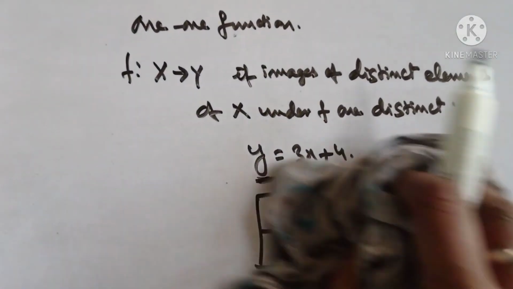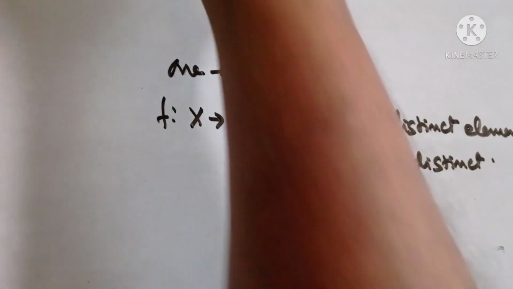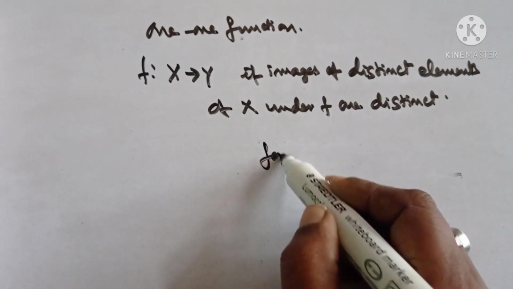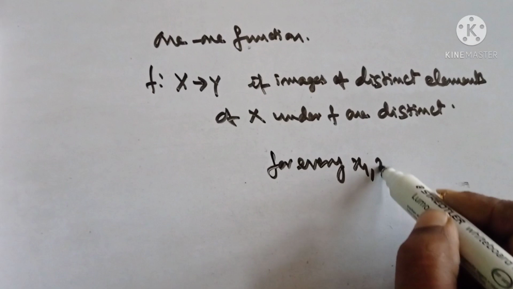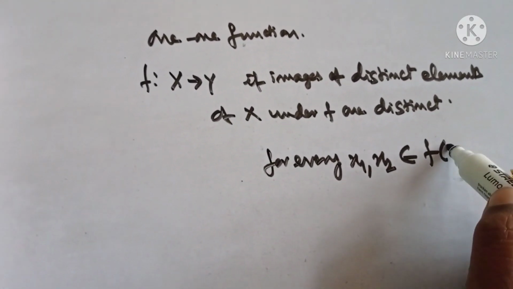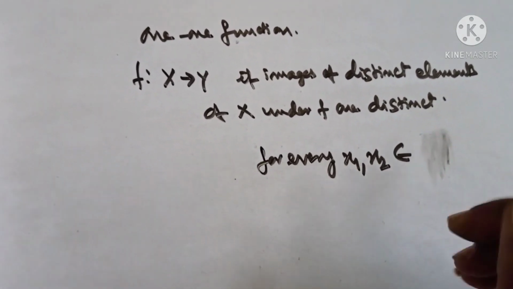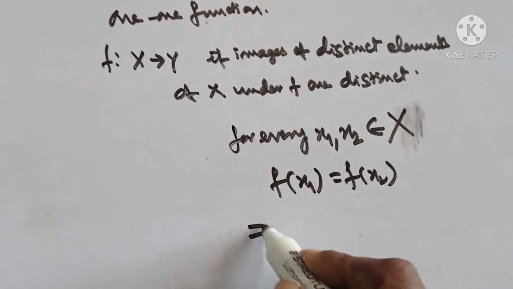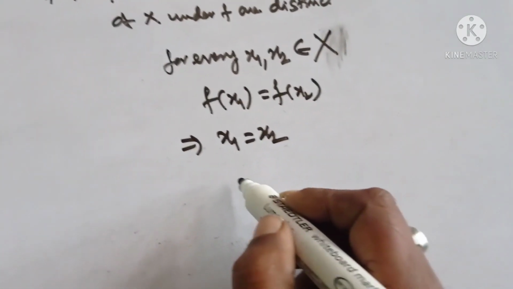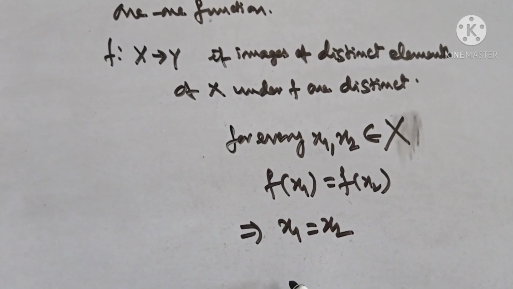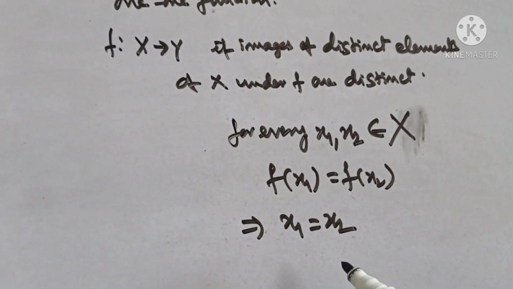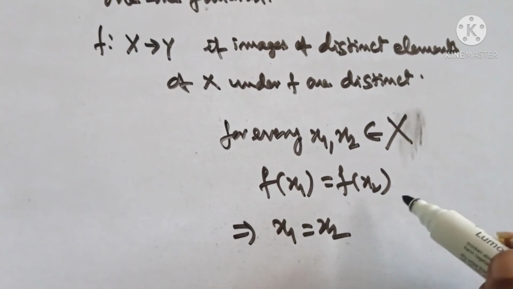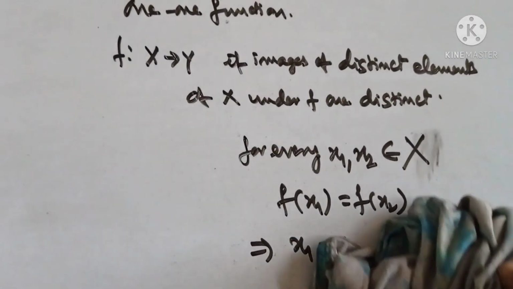And how are we going to state mathematically that this is a one-one function? We write it like this: for every x1, x2 belonging to the domain x, f(x1) is equal to f(x2) implies that x1 is equal to x2. Then we say that f is a one-one function, and if it is not one-one, it becomes a many-one function.